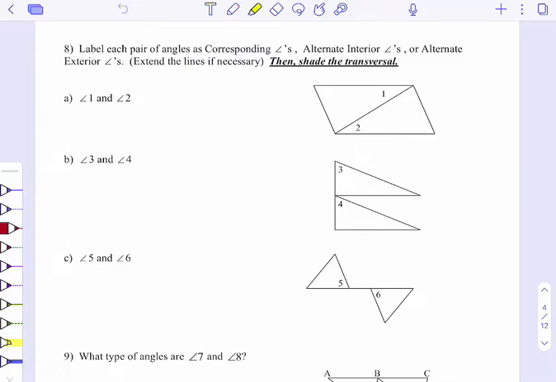Of angles. We said there's corresponding angles, alternate interior angles, alternate exterior angles. We also had something called same side interior. That's not on these problems that we're doing right this moment. And then we talked about how we had those other pairs of angles, vertical angles and linear pairs. These ones say identify each pair's corresponding, alternate interior, alternate exterior. It says extend the lines if necessary, and then it says then shade the transversal.